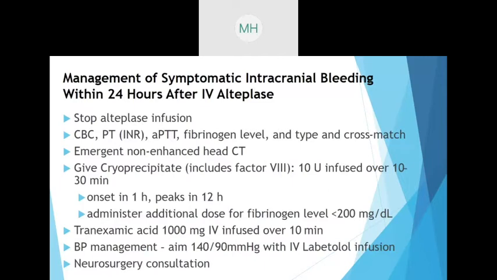So this is the management of symptomatic intracranial bleeding within 24 hours after alteplase or during infusion of alteplase. Whenever we suspect intracranial bleeding, we need to stop the alteplase infusion, get a full blood count, coagulation profile, fibrinogen level, and cross match. Proceed with CT scan, and give the patient cryo 10 units over half an hour, 1 gram of tranexamic acid, and BP management. We aim for a systolic BP of 140 to 160, and if the bleed is confirmed, we consult the neurosurgery team.